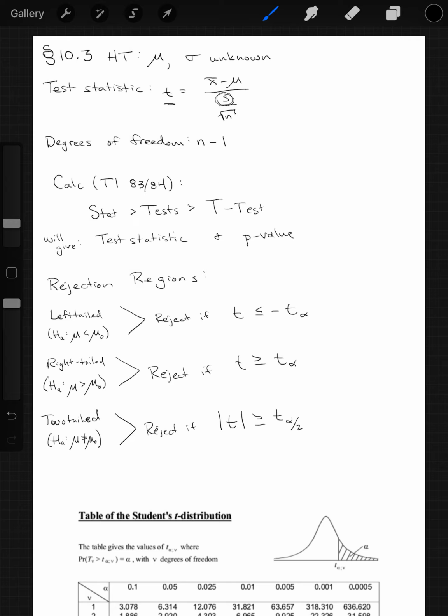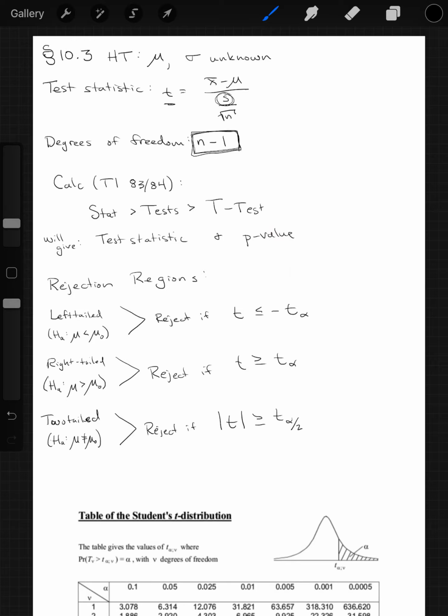The other important difference between sigma being known and unknown is that we need to know something about the degrees of freedom to talk about t stuff. So the degrees of freedom are going to be similar to what they were before: the sample size minus 1, so 1 less than the sample size.